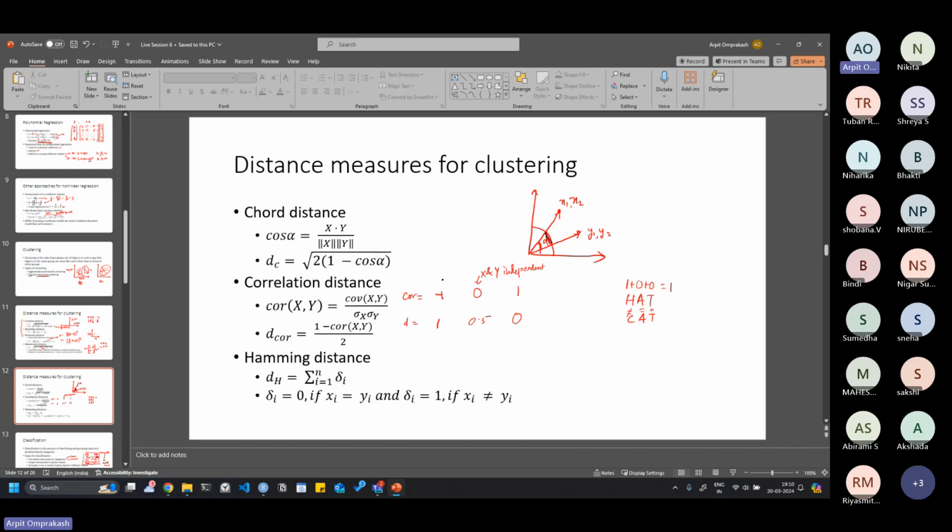If it is 1, then x and y are negatively correlated. If it is 0, then x and y are positively correlated. If it's 0.5, then x and y are independent. So if x and y are independent, it is 0.5, sorry.